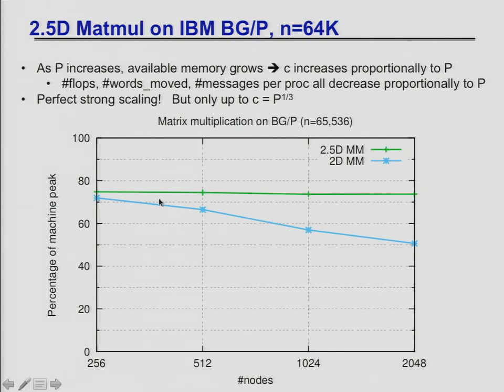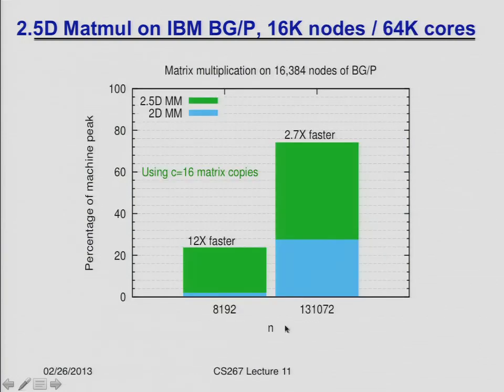And so here's a plot to kind of prove it. Here is the fraction of peak for a fixed problem size as I grow the number of processors, and it's dead flat. It doesn't get less efficient as you get larger. The classical algorithm gets less efficient. So here's kind of an extreme case. It goes 12 times faster than the classical algorithm. So this is for a relatively small matrix.